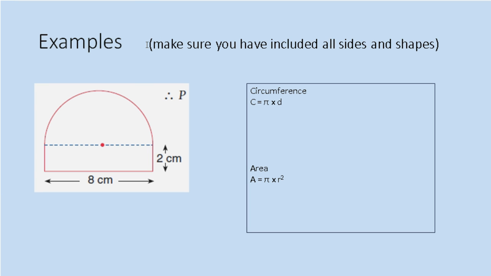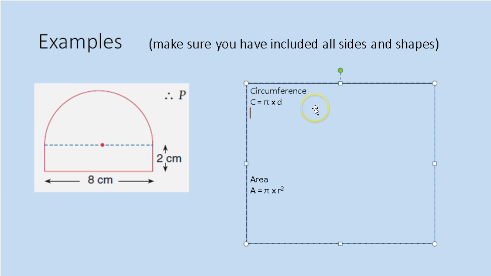so when we're working in these harder shapes, we need to make sure that we've included all the sides as well as any other shapes that are involved. So here you can see we have a semicircle and we have a rectangle. So first thing we need to do is find the circumference. We have this semicircle here, so we need to find the length around the edge of that.